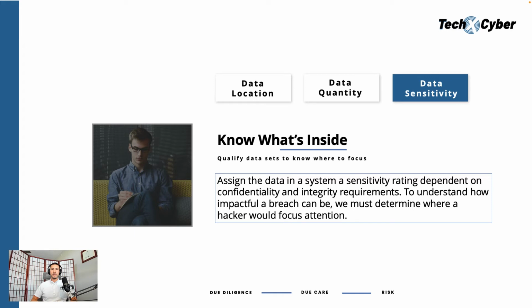Now the last part of this is knowing what's inside. So we know the system, we have an idea of the quantity, of how many records are in there, and then what type of data are we dealing with. So we talked about confidentiality in the risk formula. We talked about how this can influence impacts, right? So what type of data needs to have the most confidentiality?